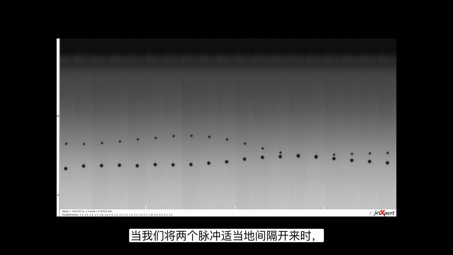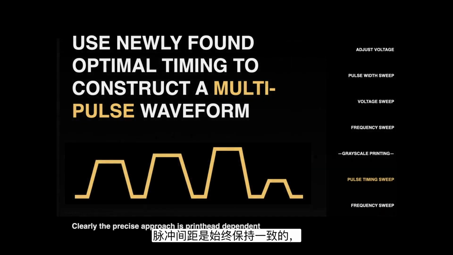The velocity of that second drop is going to be maximized when we've spaced those 2 pulses out appropriately so that the momentum of the first is not fighting the momentum of the second. So when they're perfectly optimized, that's when that drop is going to have the highest velocity. And so this is our pulse spacing.